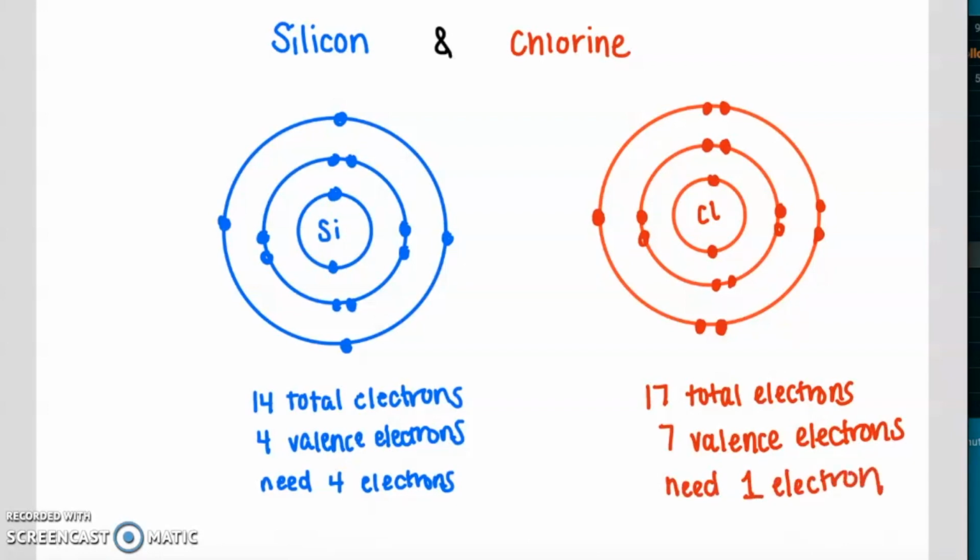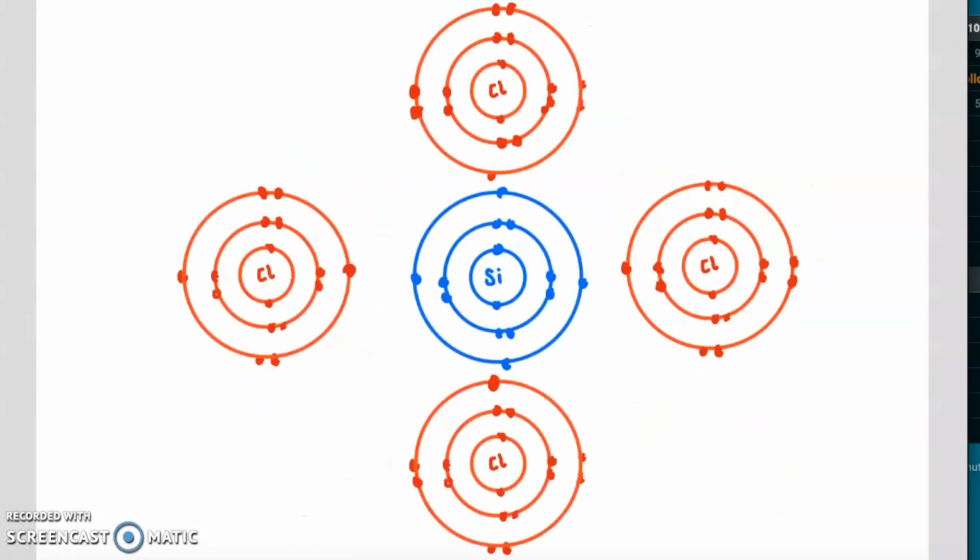Okay, so the question becomes, how many silicon atoms do I need and how many chlorine atoms do I need in order for everyone to be happy and full in the end? You'll develop an intuition about this as you practice more. You may have guessed it, you need 4 chlorine atoms and 1 silicon atom. I'm going to use circles to highlight the sharing.